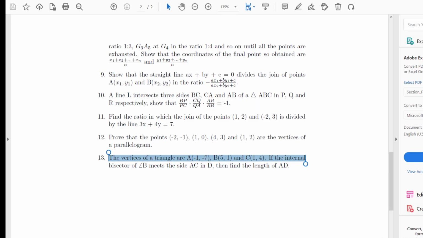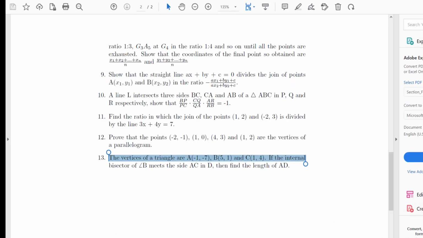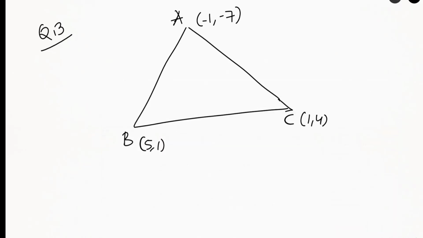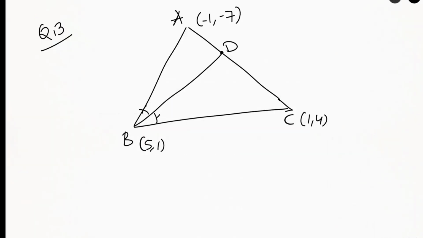So what are the coordinates? A, B, C are given: A is (-1, -7), B is (5, 1), C is (1, 4). The angle bisector of B meets at point D, and we have to find the length of AD. Actually, we can find any of the lengths AD, CD, BD once we get to know the point D.